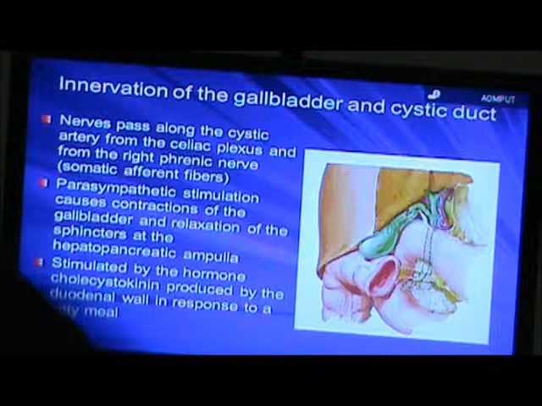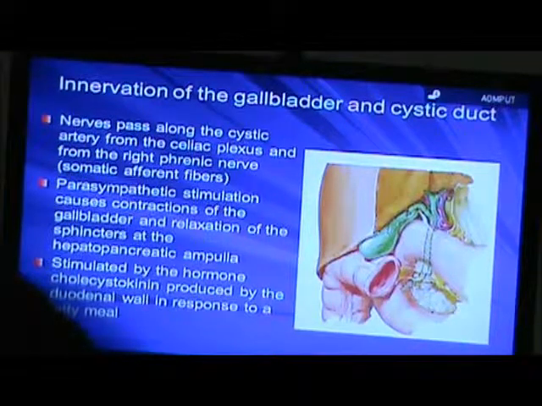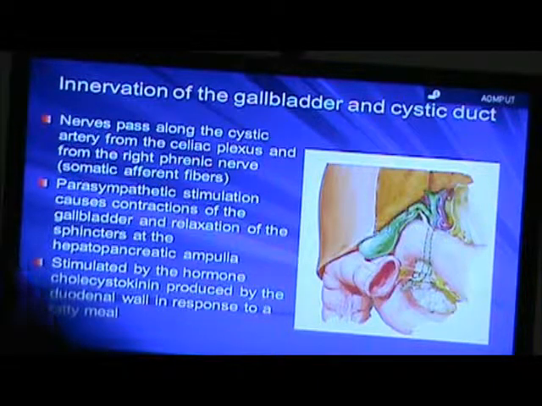So after a big meal, parasympathetic innervation acts, so the gallbladder contracts and the bile can go through the cystic duct to the common bile duct and to the descending part of the duodenum for digestion, for the emulsification, because bile is very important for the emulsification of fat. It is stimulated also by the hormone cholecystokinin, which is produced by the duodenal wall in response to a fatty meal.